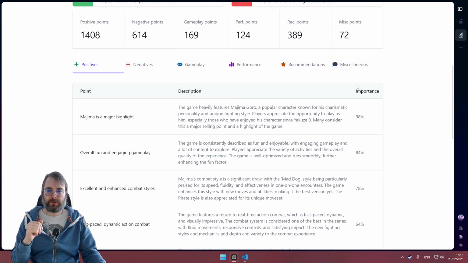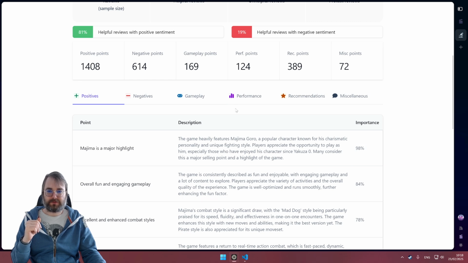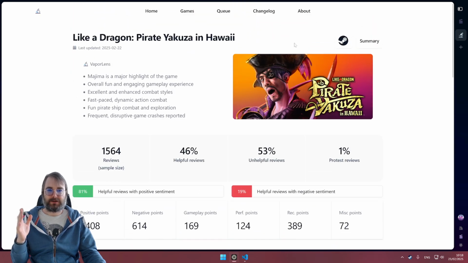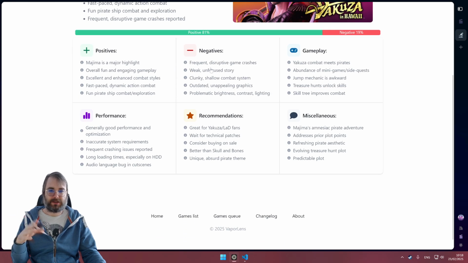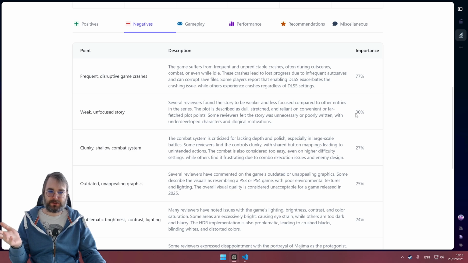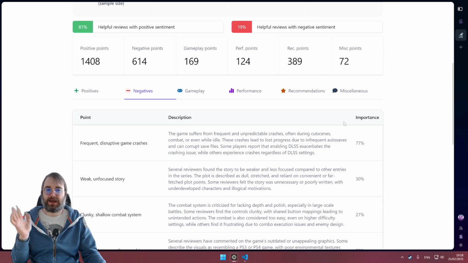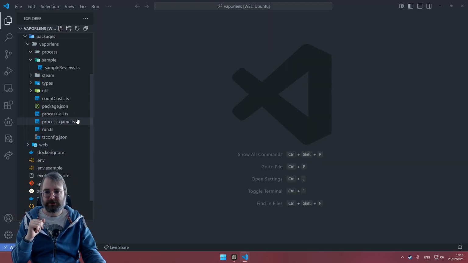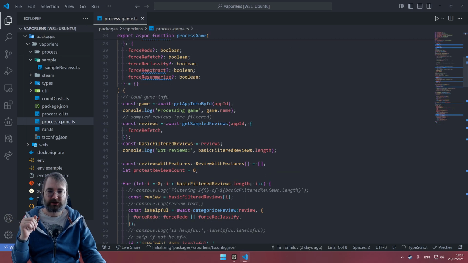I'm still trying to figure out a way to represent the importance of the points in the summary screen, because in this case, if you look at the summary, you see negatives, like weak unfocused story, right? But that is not quite completely true, because it's only about 30% importance, which means that only about 20% of people actually mention that. So it's not such a big problem. But yeah, this is very much a work in progress. So let's have a look at how the processing works and how the games are actually processed, right?